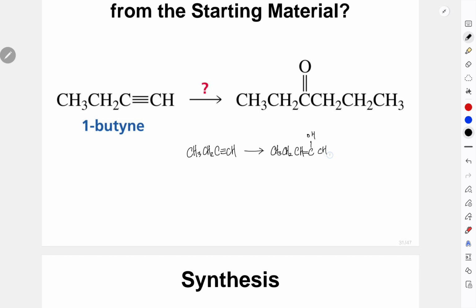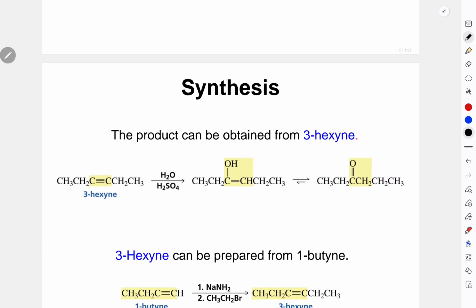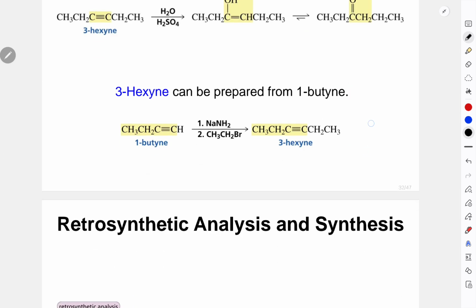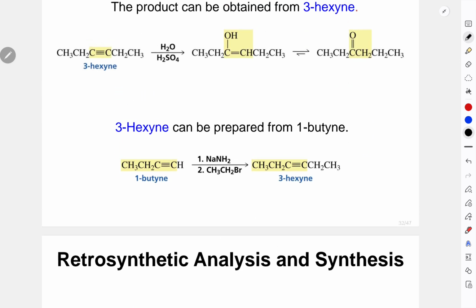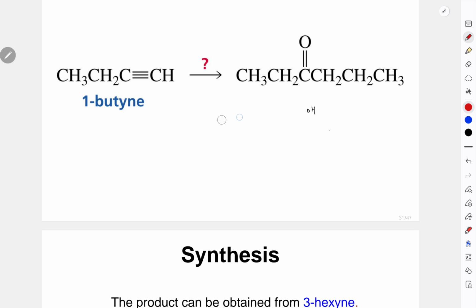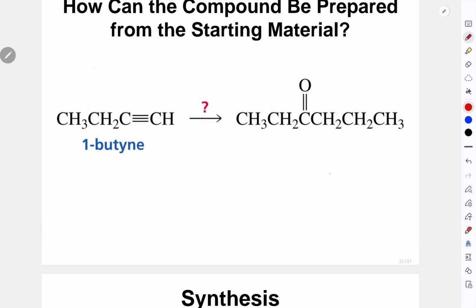So you can start from 1-butene actually. And from 1-butene, after deprotonation and alkylation, you can make 3-hexene. And from 3-hexene, you can add water, which will give you this enol, and tautomerization will give you the product that you want. So you can maybe think about it backward, from the product.